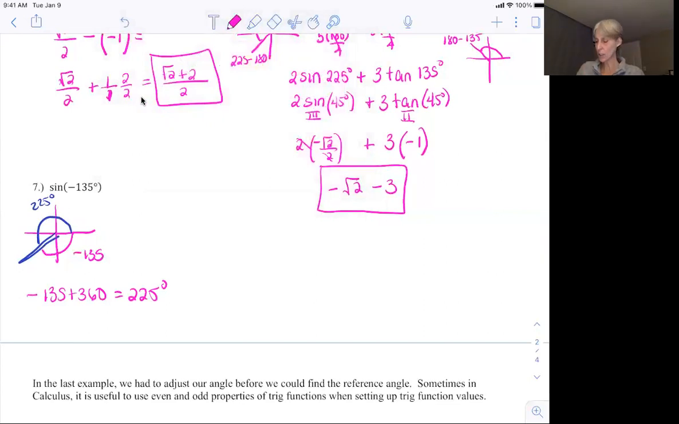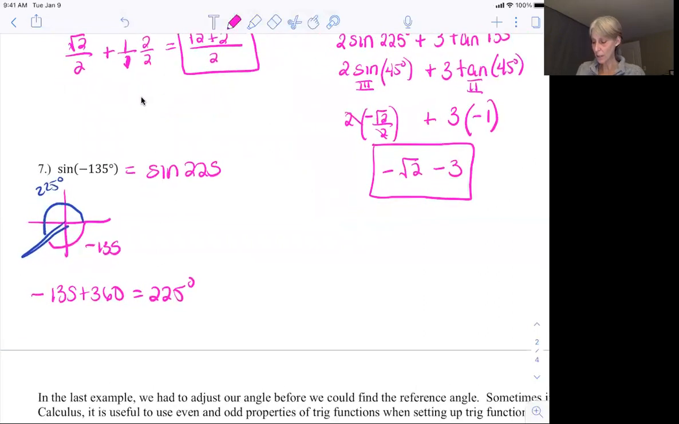Okay, so if it's easier for you to adjust the angle first, that's fine. In a second, I'm going to show you a different method. Okay, so now we would find the reference angle, 225 minus 180. We're setting up the sine of a 45-degree angle in quadrant 3. Ratio, adjust the sine.